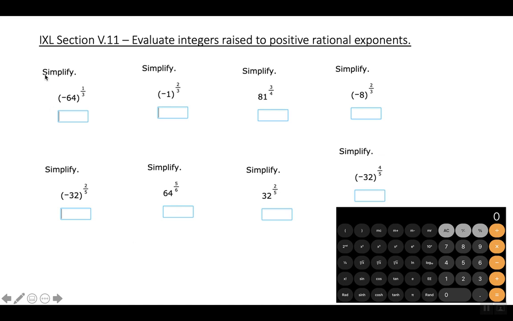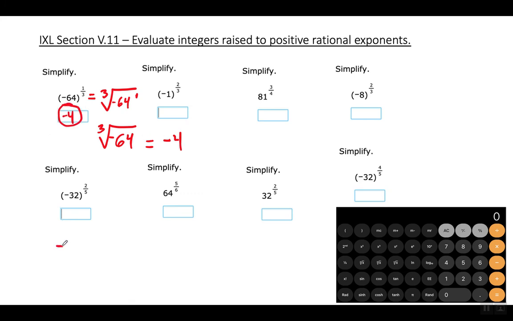All right, so let's look at the first one. We have to get the cube root of negative 64. So again, when you rewrite it, the 3 goes here. The 1 is here, but it's invisible. So it's going to be the cube root of negative 64. If you don't know, you could use your calculator. But the answer is going to be negative 4.